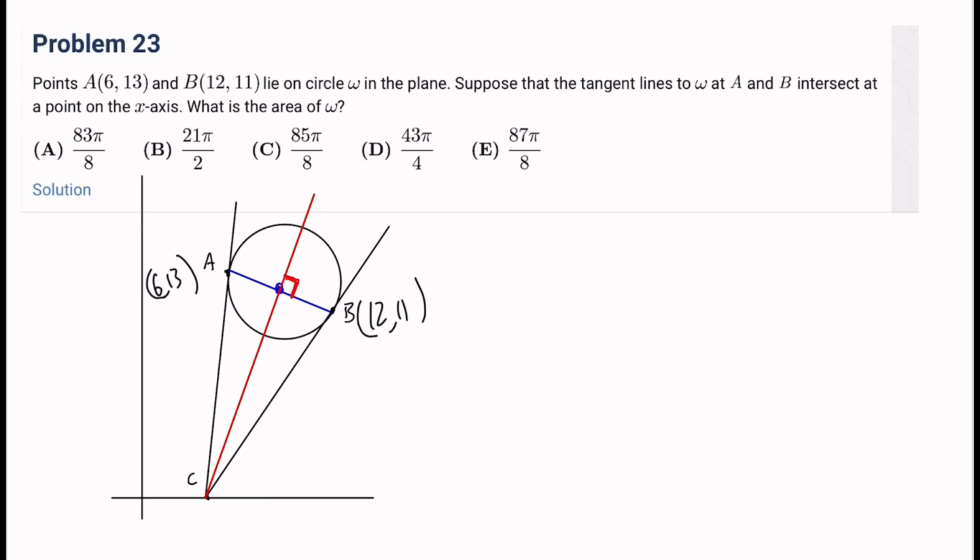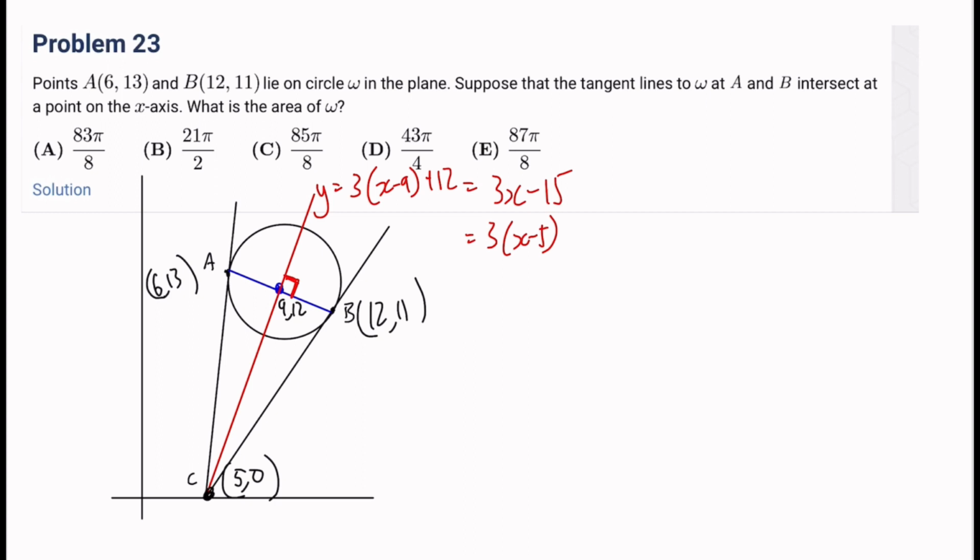So y equals 3 times, and then the middle value is 9 comma 12. So it's 3 times x minus 9 plus 12. So this is 3x minus 15, right? So this is 3 times x minus 5. So the x-intercept is 5. That means C is 5 comma 0, right?